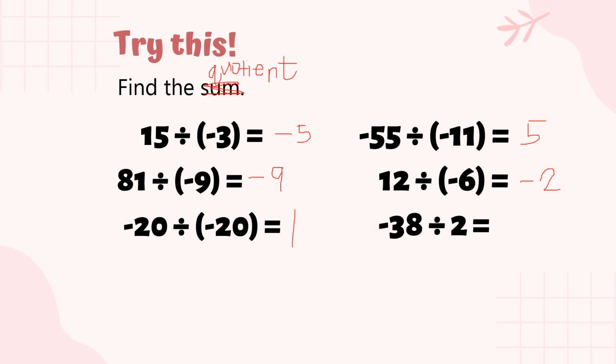The last is negative 38 divided by positive 2. So the result is 19. Since they have different signs, negative divided by positive is negative. So negative 38 divided by positive 2 is equal to negative 19.